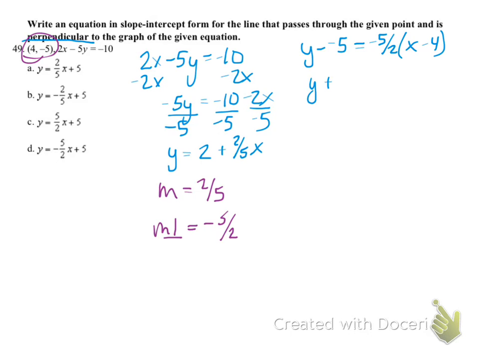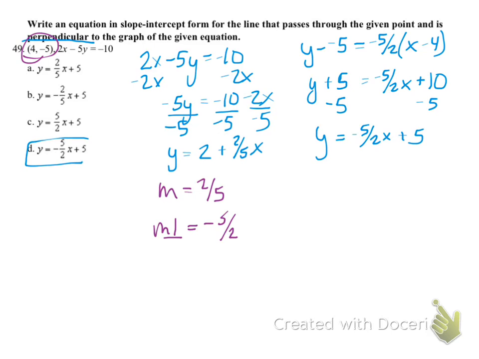I need to distribute. Negative times a negative is a positive. Subtract 5 from both sides. And I have my perpendicular line. Answer is D.